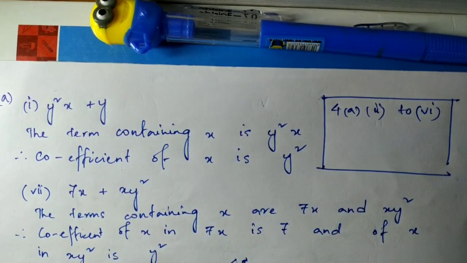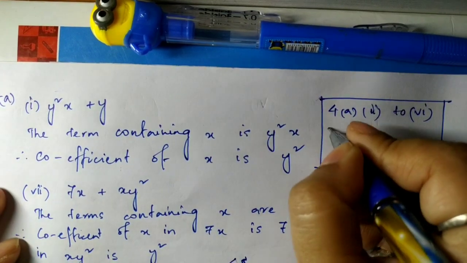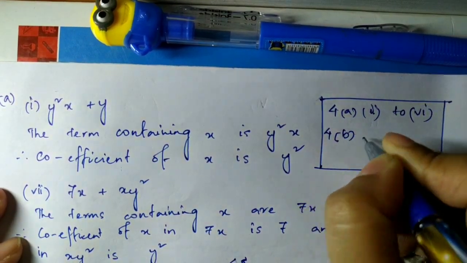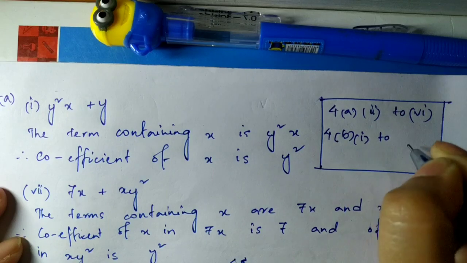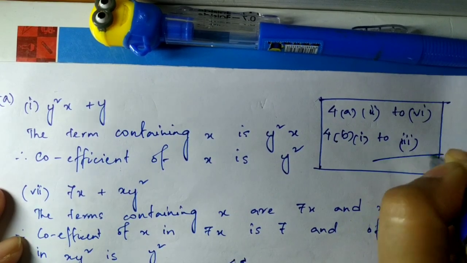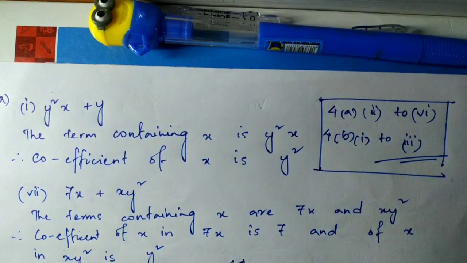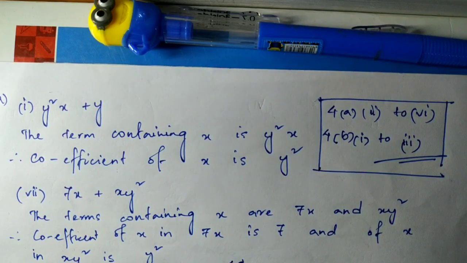Okay, so I would like you all to try 4b also. It has only 3 questions, 1, 2, 3. Please try this one as your homework. You'll be able to do it. Okay, now let's move on to the next question, that is question number 5.